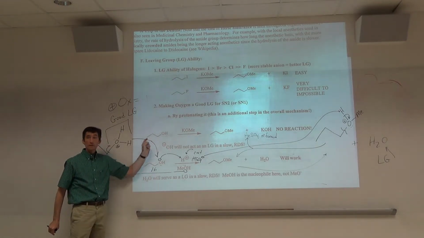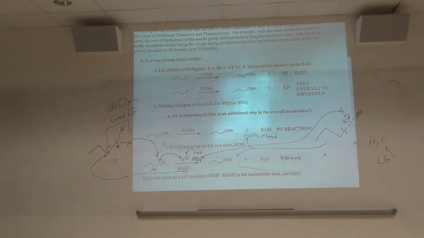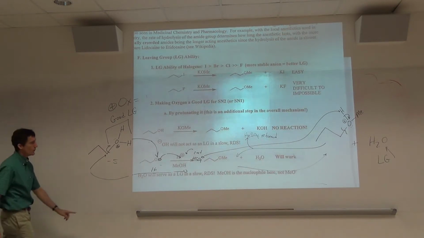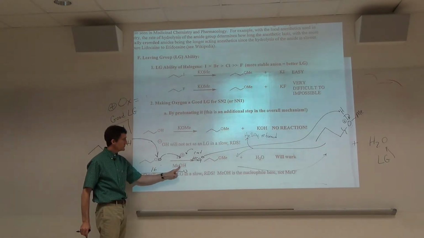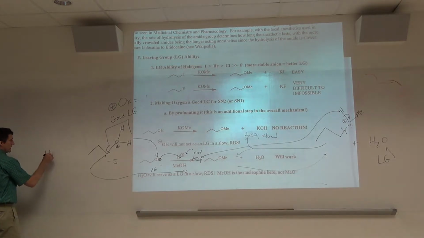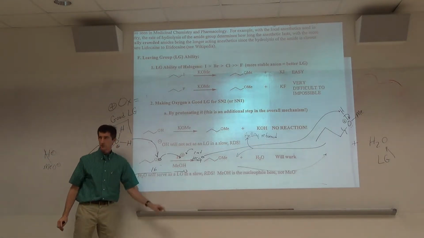How do you make OH a better leaving group? Protonate. Note down here, we used methanol as a nucleophile, the neutral version. We did not use methoxide. H plus and MeO minus are not compatible. You cannot have these two together. So instead of using methoxide, we use the neutral methanol. That is compatible with H plus.